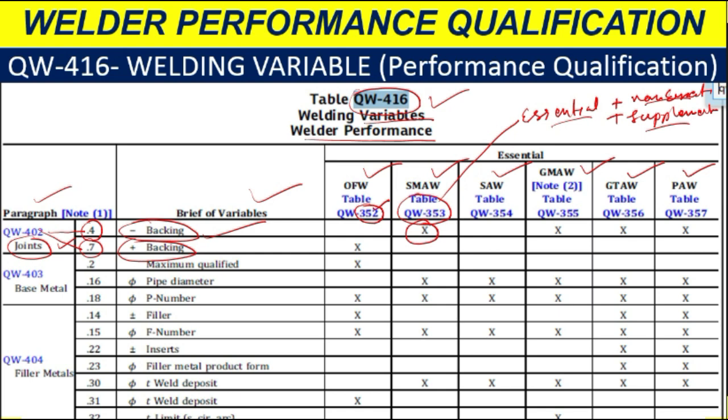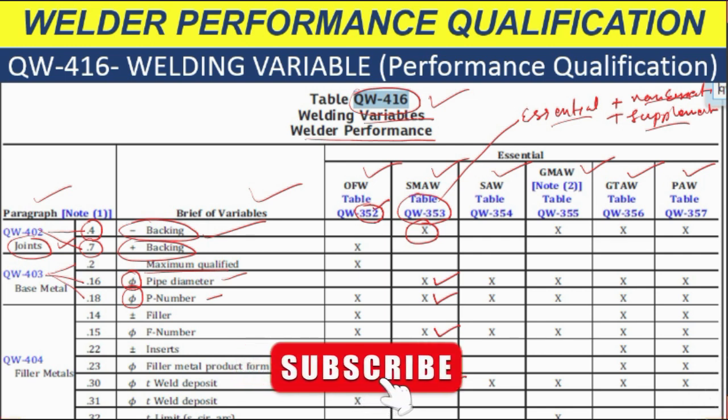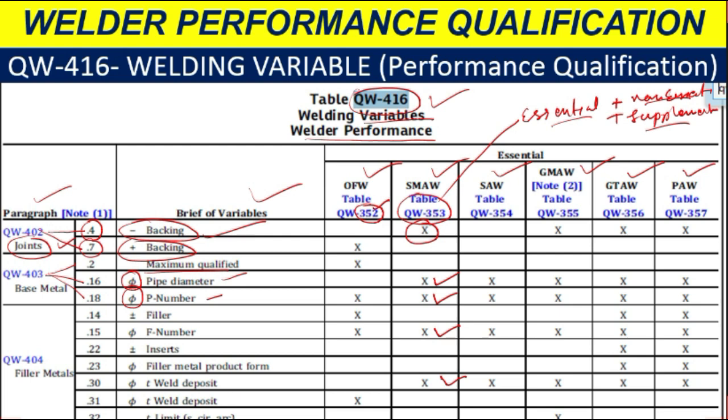In QW403.2, this is base metal, 0.16 and 0.18. So this is called the paragraph. Maximum qualified, this is 5, meaning the change of diameter and change of P number: pipe diameter and P number. Pipe diameter, if you go to SMAW, is an essential variable. The F number is an essential variable. The deposit thickness here is an essential variable. So you should check here in QW416 when you are doing the welder performance qualification, and definitely you should have this welding variable chart in your hand. So you understand what the essential variables are, and you are clear on QW416.